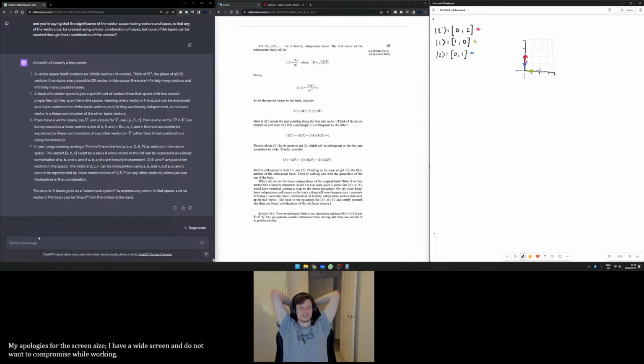In your programming analogy, think of the entire list A, B, C, D as vectors in the vector space. The subset A, B, C could be a basis if every vector in the list can be expressed as a linear combination of A, B, and C, and if A, B, and C are linearly independent. D, E, and F are just other vectors in the space. The vectors D, E, F can be represented using A, B, and C, but A, B, and C cannot be represented by linear combinations of D, E, F, unless you use themselves in that combination. The crux is, a basis gives us a coordinate system to express any vector in that space, and no vector in the basis can be made from others in the basis.